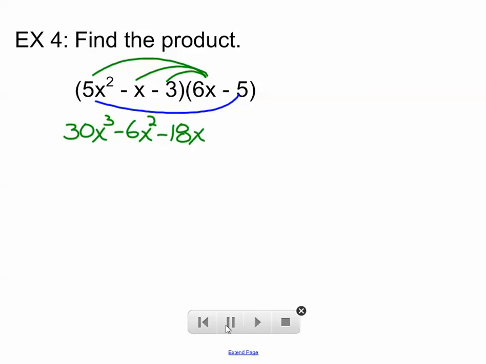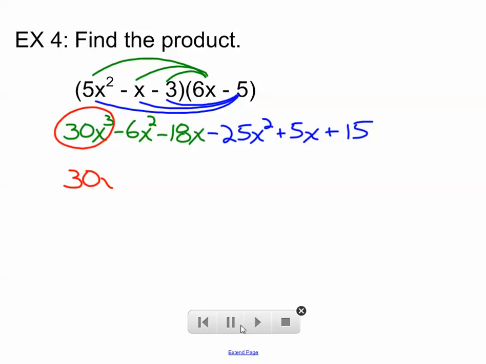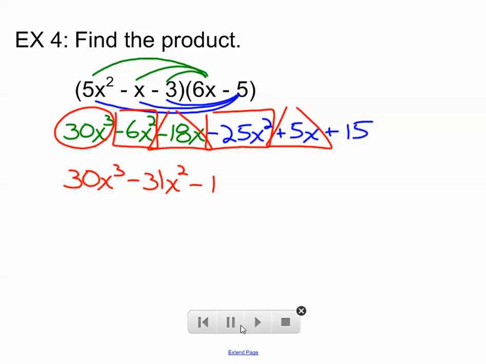Now let's distribute the negative 5. Negative 5 times 5x squared is negative 25x squared. Negative 5 times negative x is positive 5x. And negative 5 times negative 3 is positive 15. Combine like terms, writing the answer in standard form. Negative 6x squared and negative 25x squared makes negative 31x squared. Negative 18x and 5x makes negative 13x. And don't forget the 15.